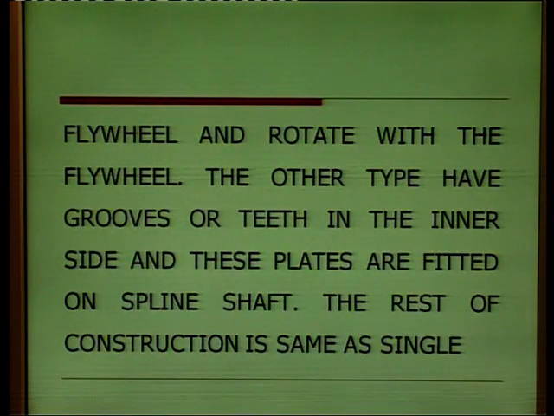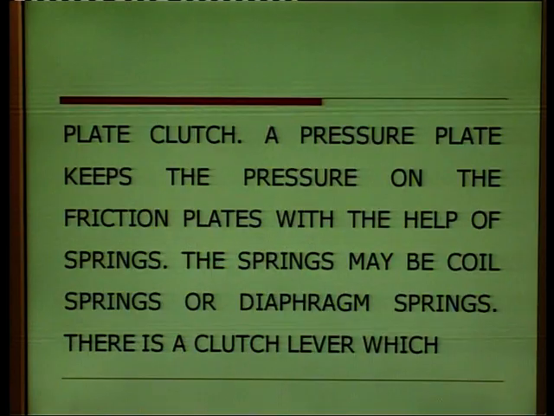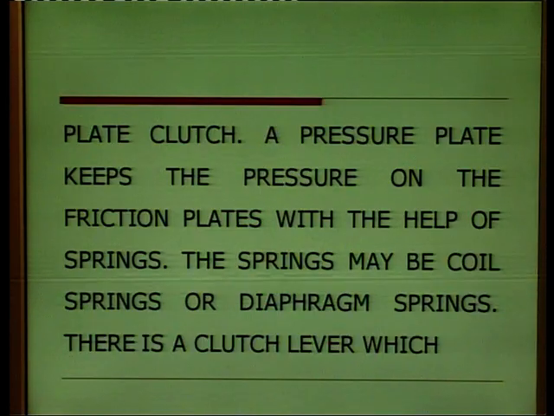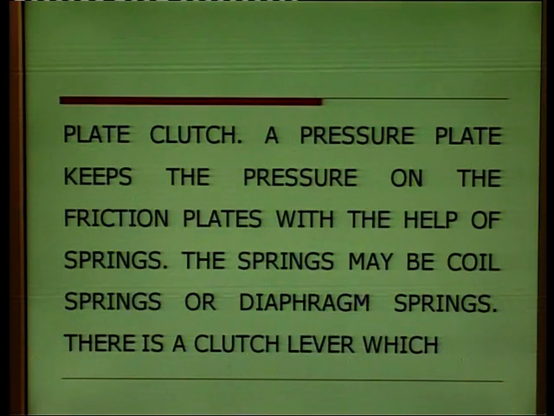And the other type has grooves or teeth on the inner side, and these plates are fitted on the spline shafts. The rest of the construction is the same as the single plate clutch. A pressure plate keeps the pressure on the friction plates with the help of springs. The spring may be coil spring or diaphragm springs. That is the type of the clutch plate. The clutch may be coil spring type or diaphragm spring type, depending on the spring which is used. There is a clutch lever which can push back the pressure plate against the spring.